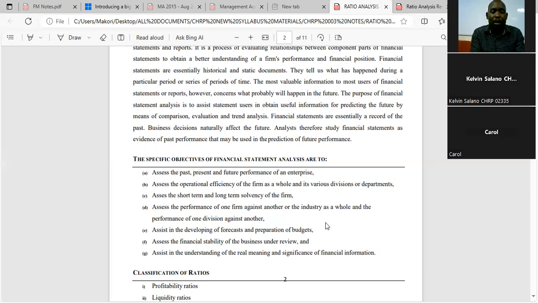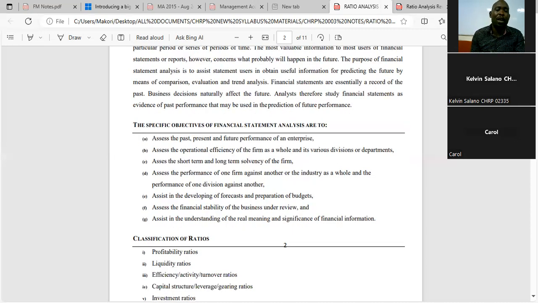Then to assess the financial stability of the business and also understanding the real meaning and significance of the financial information. So when you get the information in form of statements, you might not get the critical meaning. But when you calculate the ratios, the profitability ratios, the liquidity ratios, and all that, they give you a better understanding about what those ratios mean or the performance of the business.